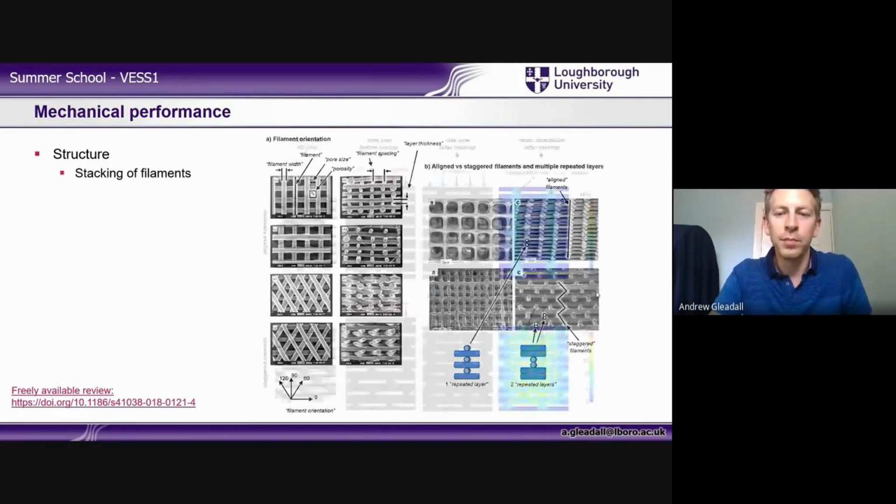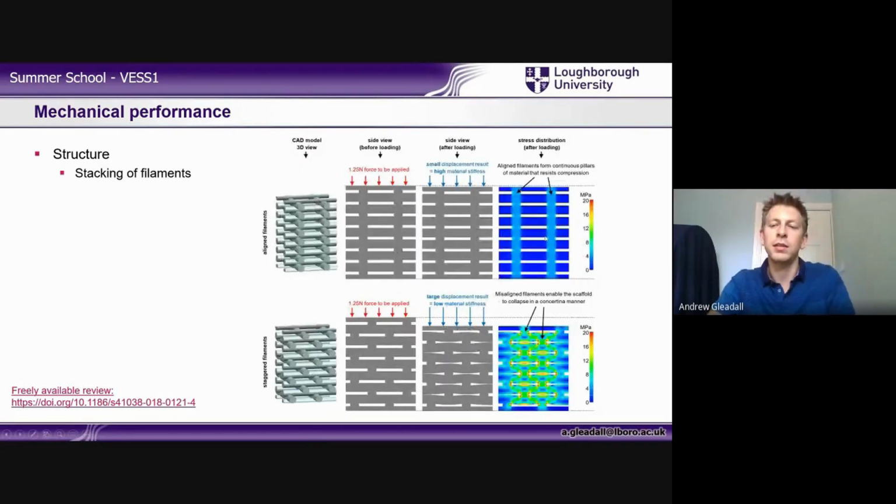So then this is a very brief, quick and dirty FEA analysis to show what happens if we've got staggered filaments as opposed to filaments stacked perfectly on top of one another. We applied the same force to this structure and this structure, and that's the amount of compression, the displacement that was achieved. A huge difference, because this structure can concertina, whereas in this structure you've got to crush these columns of solid polymer.